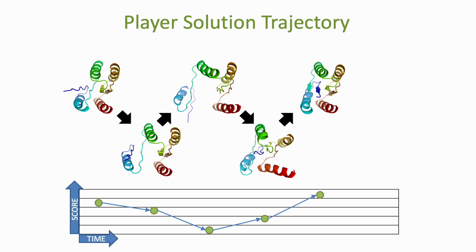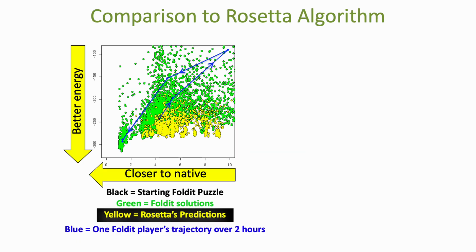Still much worse than the start, but eventually better than their starting structure score, and very, very close to the correct answer. Now I'm going to show you a crazy plot where we can follow the player's trajectory. Don't freak out. There's a lot of dots here. Every green dot represents a different player's Foldit solution. And the further anything is to the left, the closer it is to the right answer. And the lower it is, the higher the Foldit score is, the better, the lower the energy.